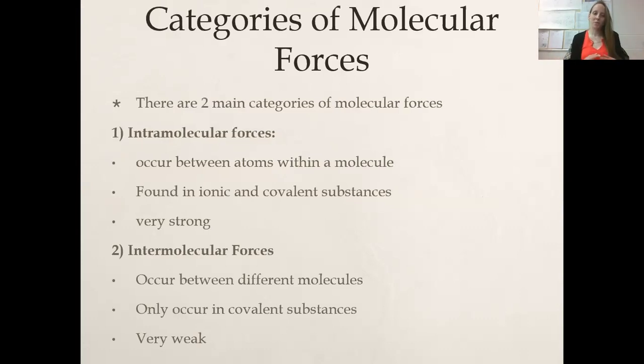So, like we said, there's two main categories of forces. There's the intramolecular forces and the intermolecular forces. Intramolecular forces occur within a molecule between the different atoms of that molecule, but it's all within the molecule. So ionic bonds and covalent bonds are intramolecular forces, and they are very, very strong. Intermolecular forces happen between two completely different molecules, and they only happen in covalent or molecular substances, and compared to the intramolecular forces, they're quite weak.